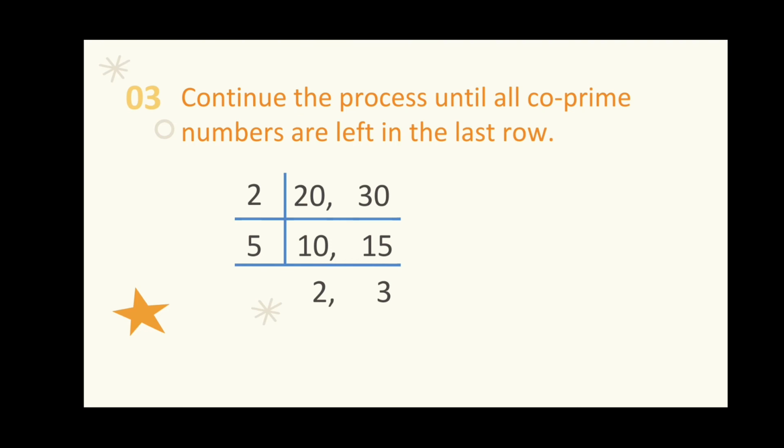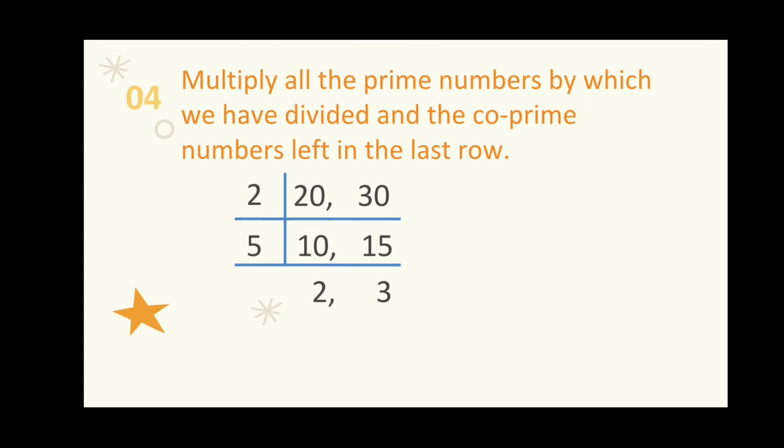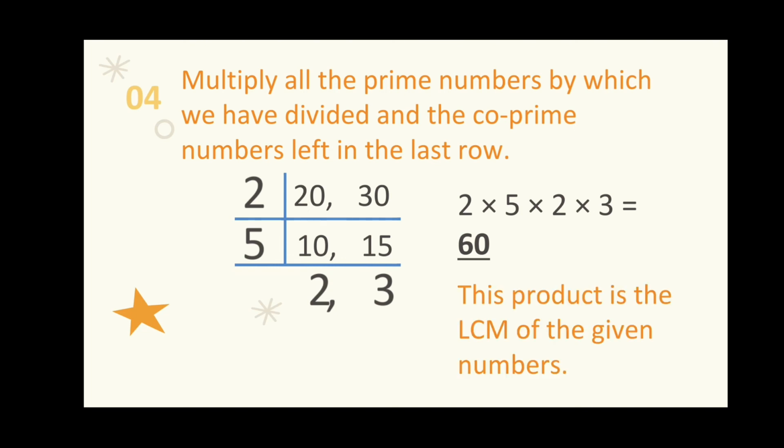Now, let's proceed on step 4. Step 4 is multiply all the prime numbers by which we have divided and the co-prime numbers left in the last row. So, ano-ano yung mga numbers na ito? Yan. So, 2, 5, 2, and 3. So, we're going to multiply them. 2 times 5 times 2 times 3 equals 60. This product is the LCM of the given numbers. So therefore, 60 is the LCM of 20 and 30.